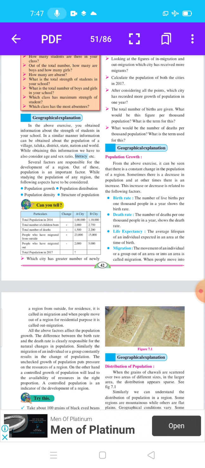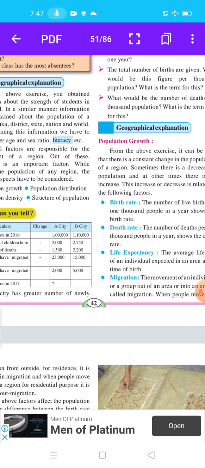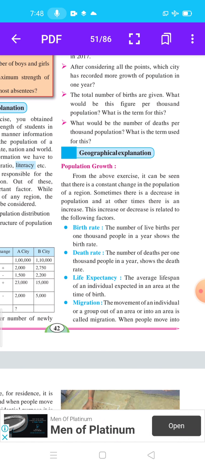From the above exercise, it can be seen that there is a constant change in the population of a region. Sometimes there is a decrease in population and other times there is an increase.